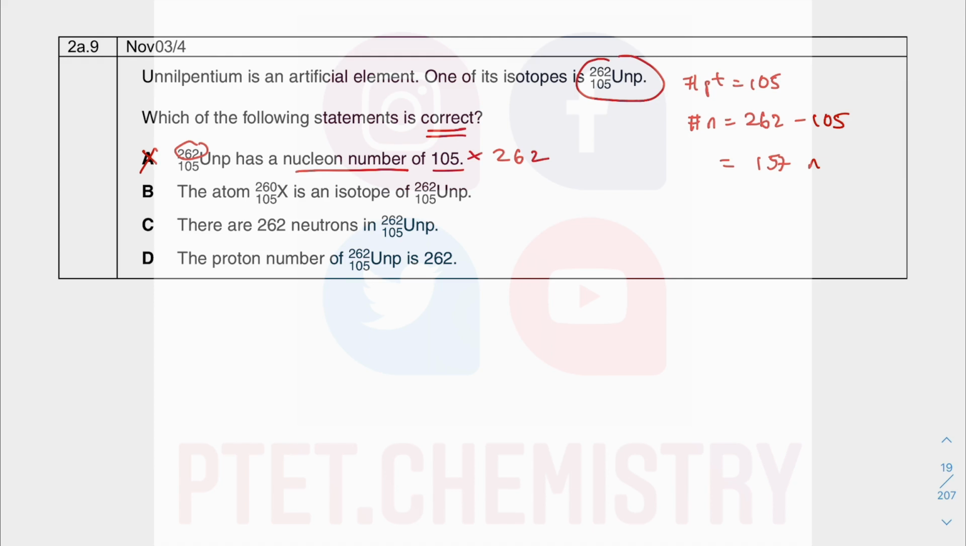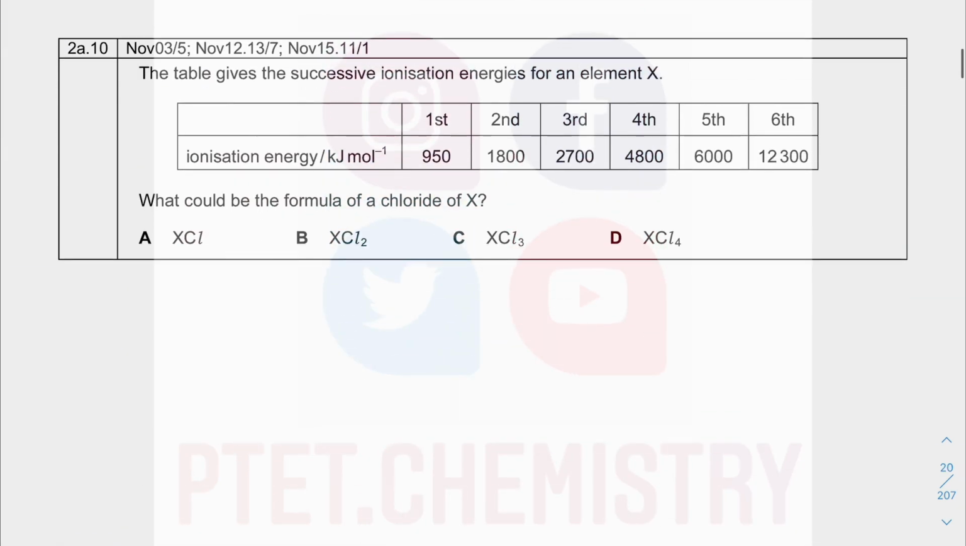The atom is an isotope, so they have the same number of protons but different number of neutrons. So that's actually a correct statement. But let me just check the rest. They are not 262 neutrons. They are 157 neutrons. The proton number is not 262. It is 105. That's the identity of the element. So fairly straightforward then.